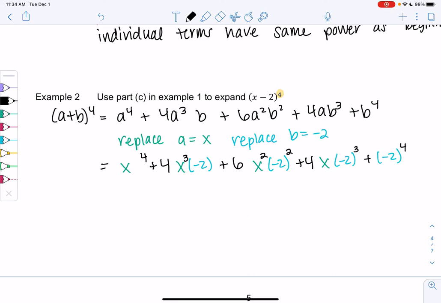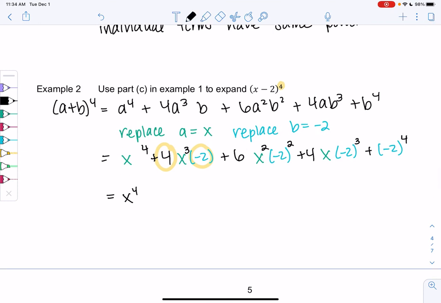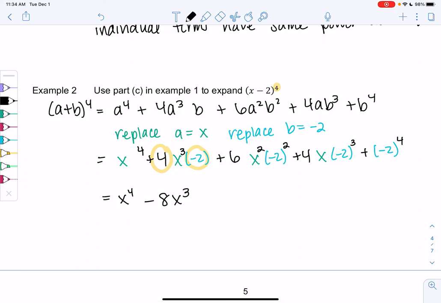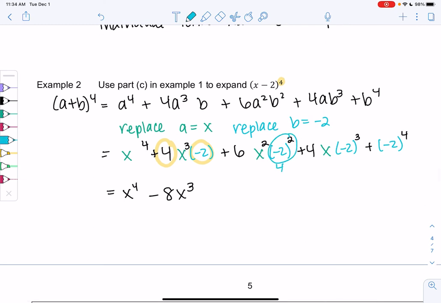You totally could expand this again, but again, those four terms, right, that took a while. That was a lot of multiplications. So I'm just going to simplify the coefficients, and we'll be done. So we get x to the fourth, and then in this next one, we'll get negative 8. So I'm going to change it to minus 8x cubed. And then in the next one, we get 6 and then times 4, negative 2 squared is 4, so we'll get 24, 6 times 4. And then negative 2 cubed is negative 8, so negative 8 times 4 would be negative 32. x, right? x is still a variable. And then negative 2 to the 4th would be positive 16.